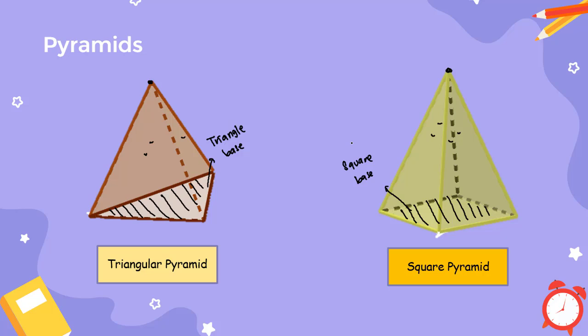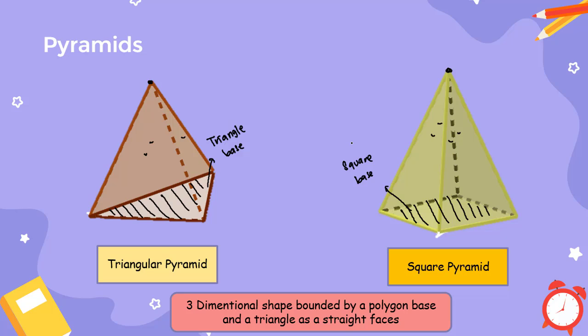To name a pyramid, you have to name it based on the shape of the base. And now, a pyramid has a definition: a three-dimensional shape bounded by a polygon base and triangles as straight faces.